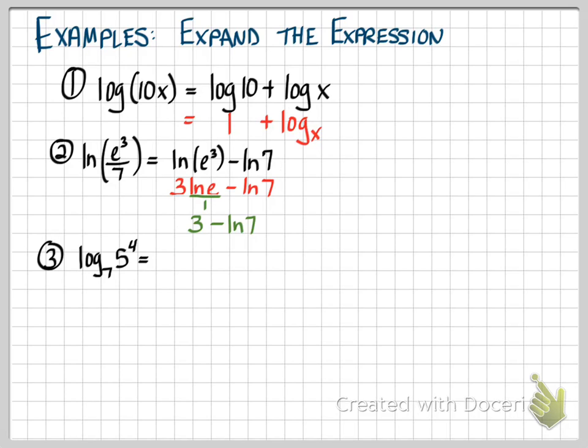The third example is another example of the power rule. We're going to drop the power of 4 out in front of the logarithm and get 4 log base 7 of 5.